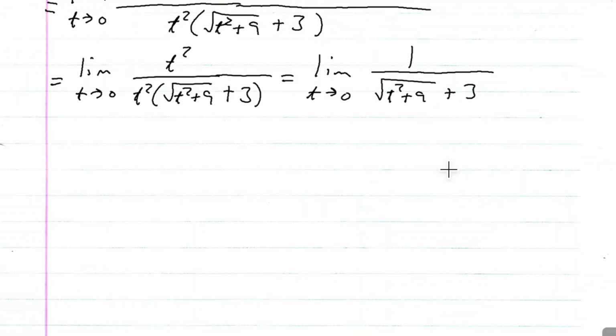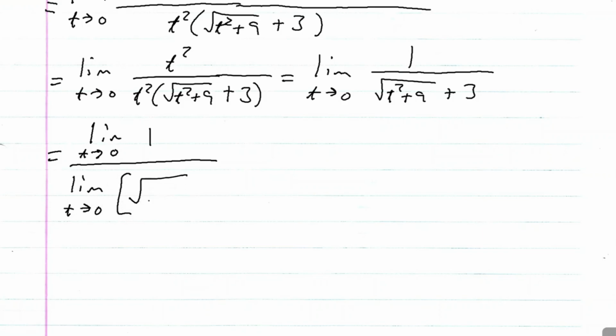Now, I'm done with the algebra type stuff. Now I'm going to use the limit laws. The first limit law I'm going to use is: if I have the limit of a fraction, I can do the limit as t approaches 0 on the top and the bottom. So this is equal to the limit as t approaches 0 of 1 over the limit as t approaches 0 of the square root of t squared plus 9 plus 3. Okay? The limit as t approaches 0 of 1 is just 1. And here, when I know the limit of a sum, I can write the limit of this part plus the limit of this part.